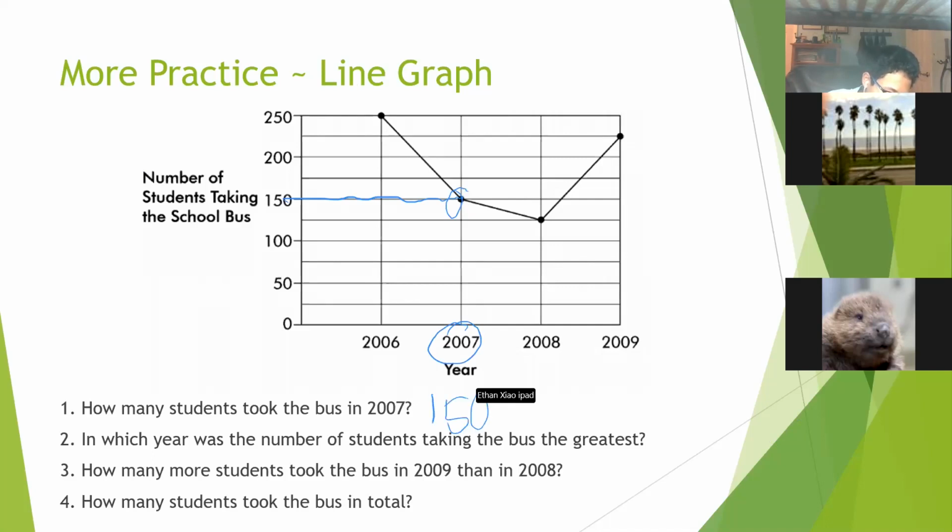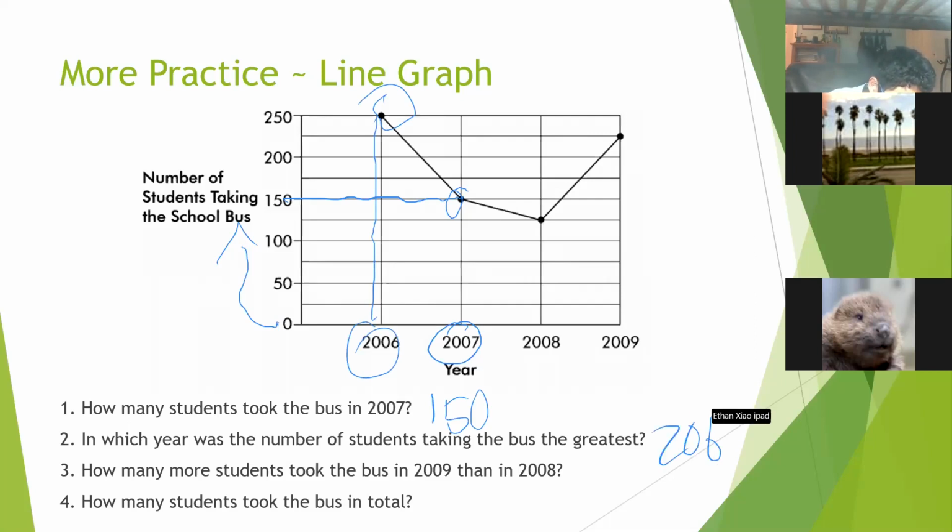And second problem, in which year was the number of students taking the bus the greatest? We know that on the lines, the numbers go up every line. So they always go up as the lines get higher. So we just look for the highest dot on the chart, which is this one over here. And we look down, we see that it's 2006. So the answer is 2006.